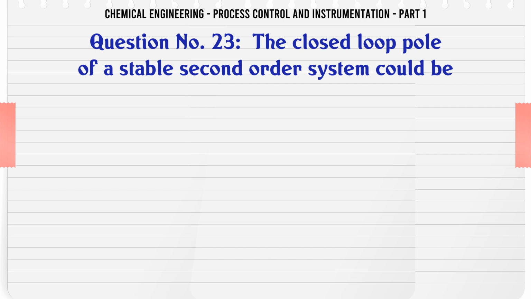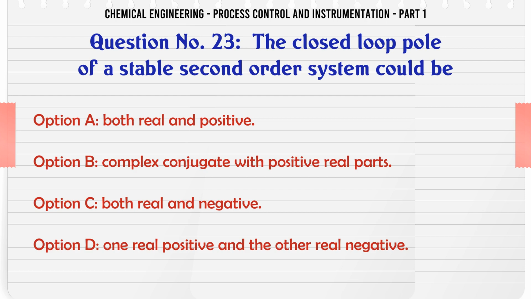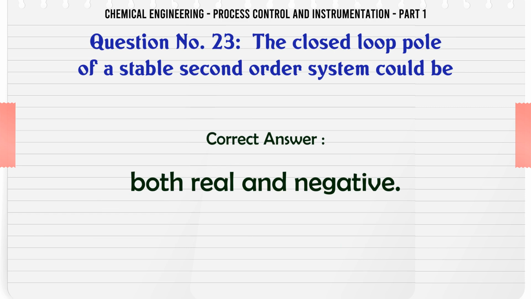The closed loop poles of a stable second order system could be A. both real and positive, B. complex conjugate with positive real parts, C. both real and negative, D. one real positive and the other real negative. The correct answer is both real and negative.